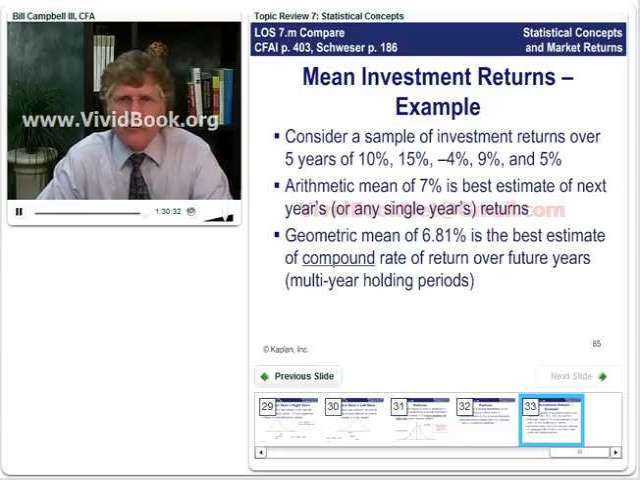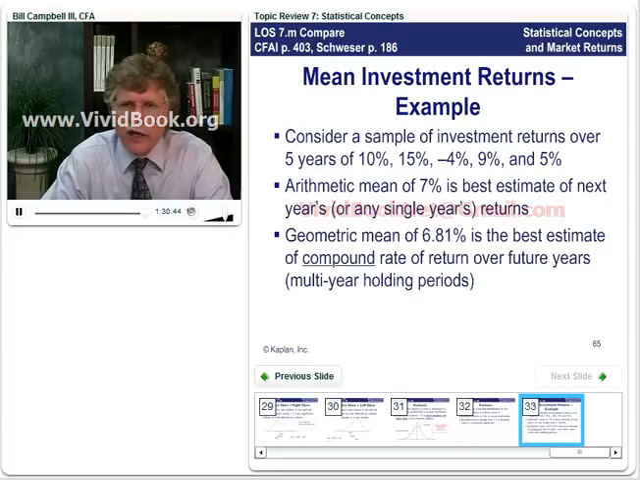The geometric mean, 6.81%. Remember how you calculated that. You took 1 plus 10%, 1 plus 15, 1 plus negative 4, 1 plus 9%, 1 plus 5%. You multiplied all those together. You took the fifth root. You subtracted 1. That's where you got 6.81%. That's the best estimate of your compound return over future years.